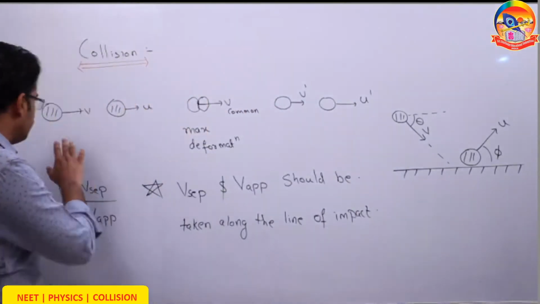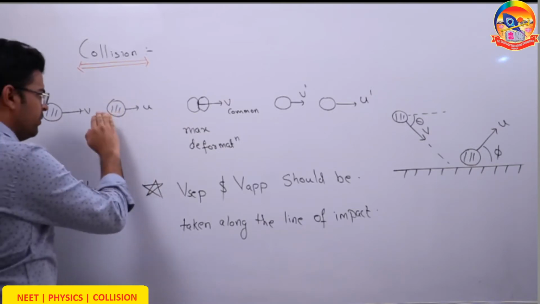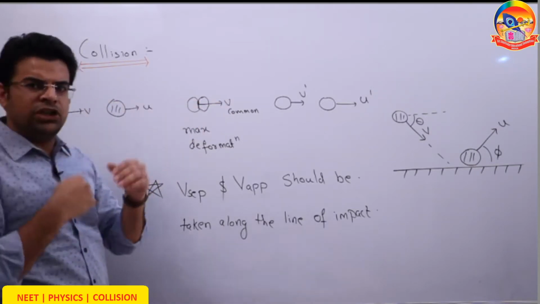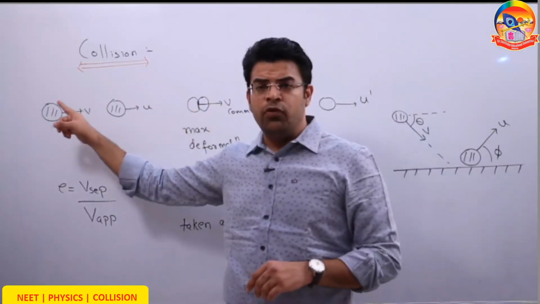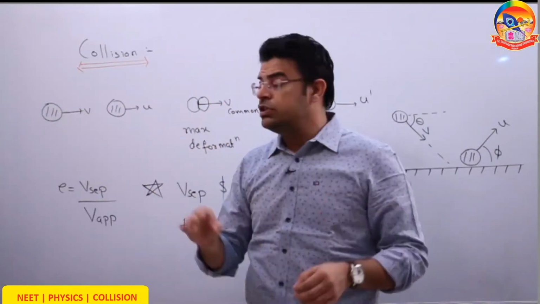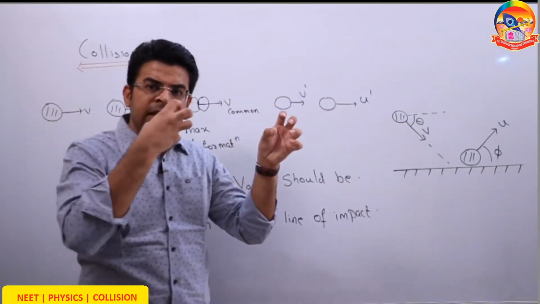Let's say there are two bodies in space. The first body moves with speed u, second body moves with speed v in the same direction. For these bodies to collide, the one behind and moving with speed v must have a higher velocity than the one in front. Then only they will approach each other and then they collide.